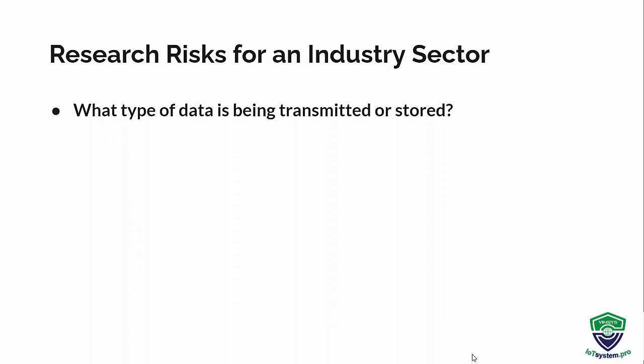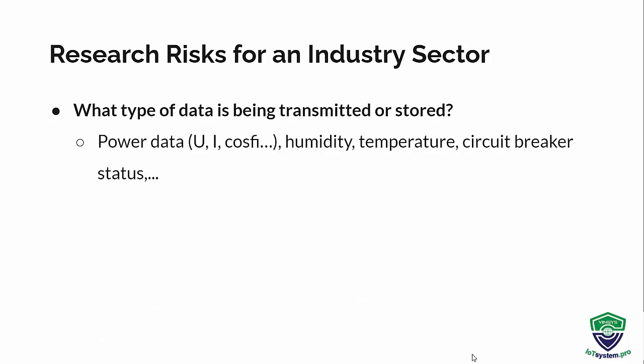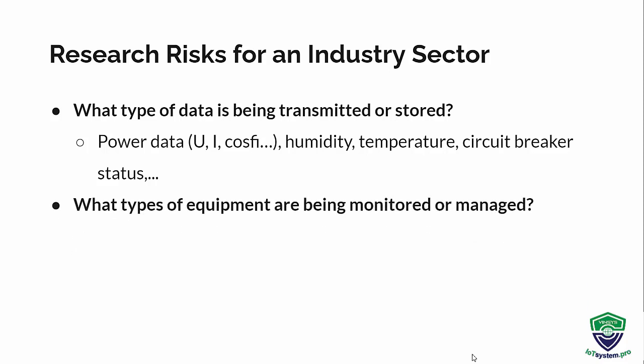The third question is, what type of data is being transmitted or stored? It is power data like voltage, current, the humidity, the temperature, and the circuit breaker status. And the next question is, what types of equipment are being monitored or managed? We monitor power meters, circuit breakers, and the cabinet door.